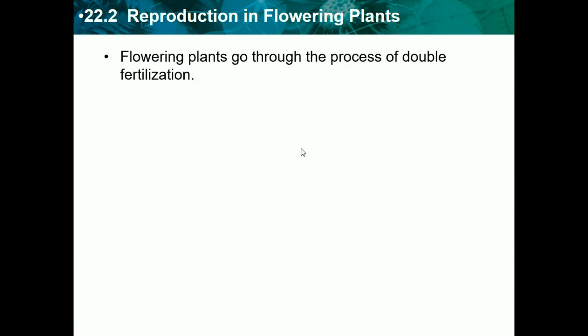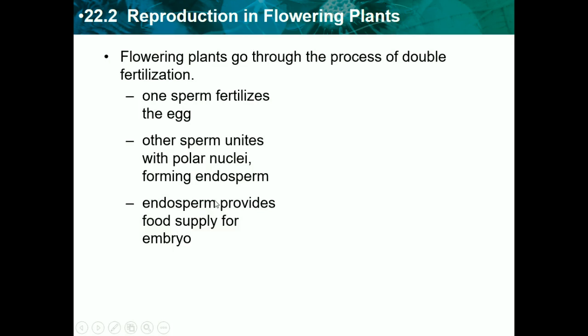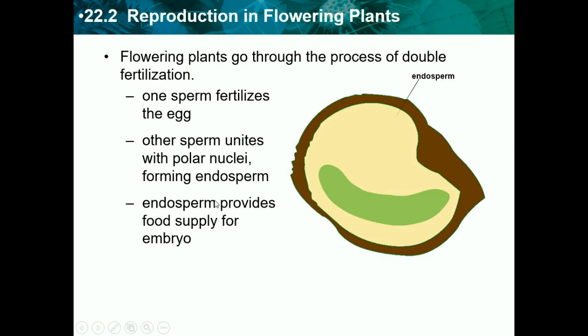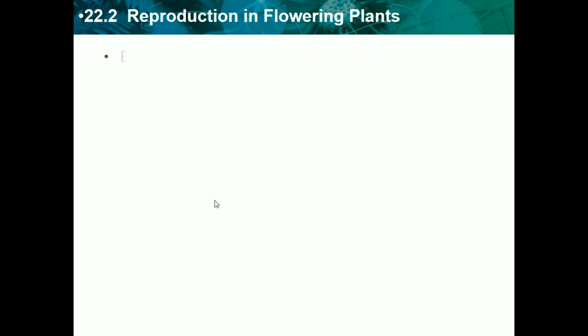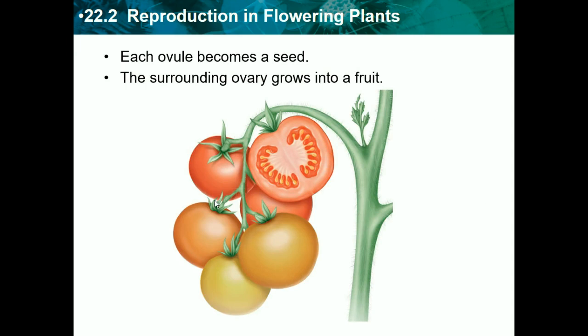Flowering plants go through the process of double fertilization. One sperm fertilizes the egg, while the other sperm fuses with the polar nuclei, forming endosperm. Endosperm provides a food supply for the embryo. So the endosperm basically feeds the embryo. Each ovule becomes a seed. The surrounding ovary grows into a fruit. So pollination has to occur for a fruit to form.